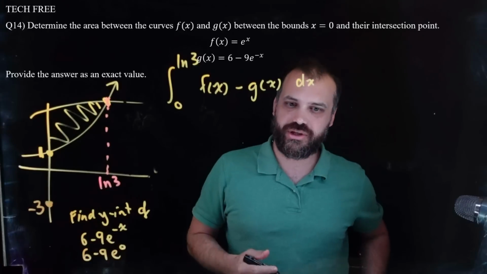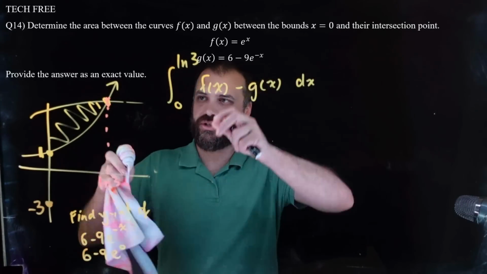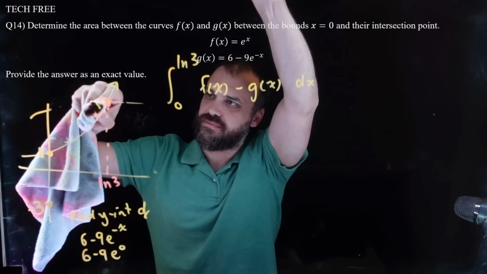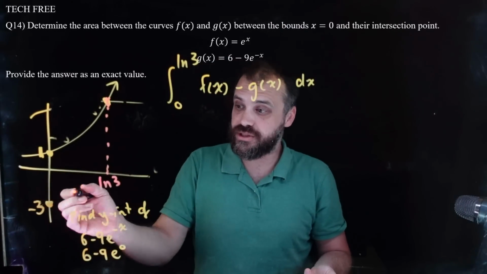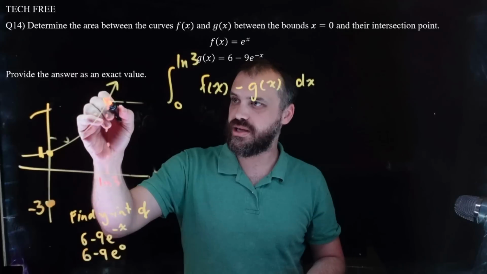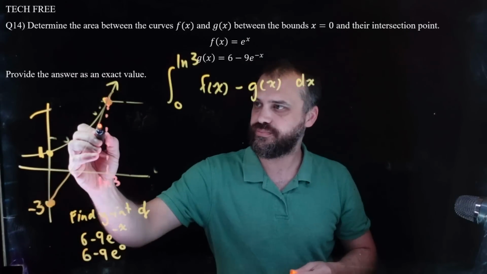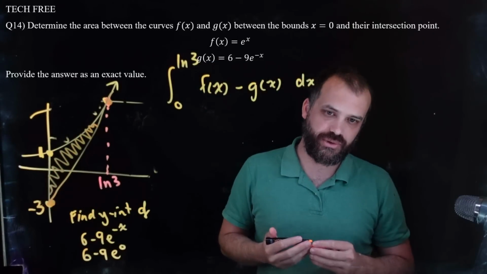That means that my drawing needs updating, right? My actual 6 minus 9e to the negative x function is not there. It must be something a bit more. I don't know what it looks like still. All I know is it passes through here and it meets there. That'll do. That's the actual area I'm looking for.